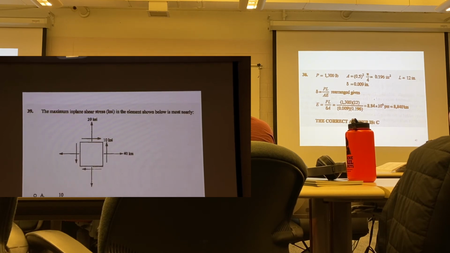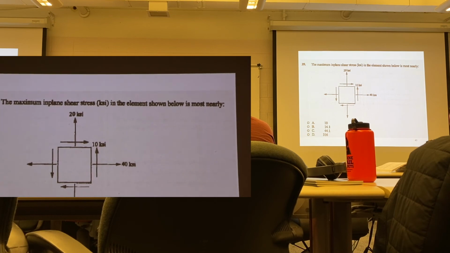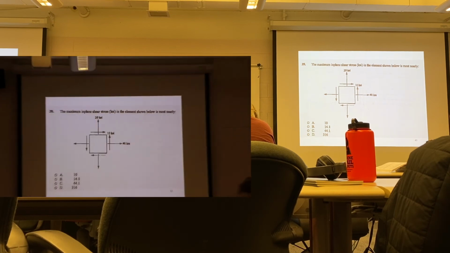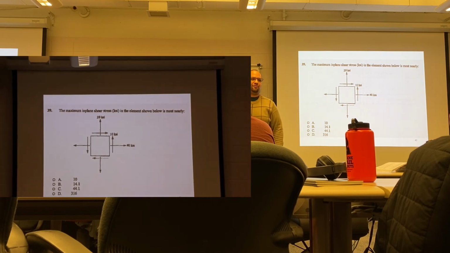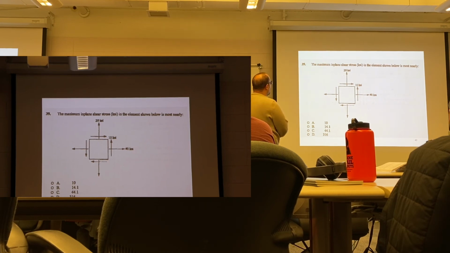Another problem, which is a fun problem. The maximum in-plane shear stress in KSI in the element shown below is mostly irrelevant. In these problems, it's almost impossible to mess up with units. Everything will be in KSI or PSI. Here the issue is beyond units. What do you think? If you look at this problem, what do you think we should do here?